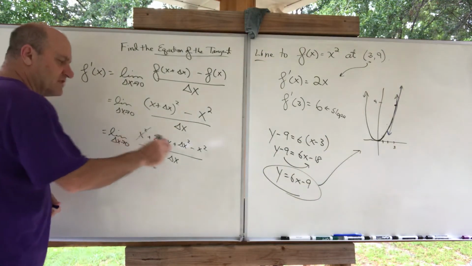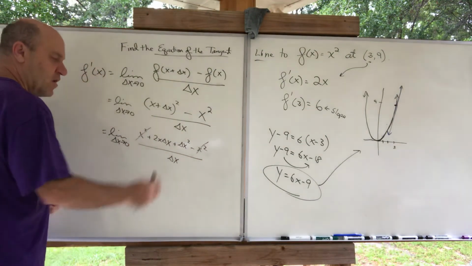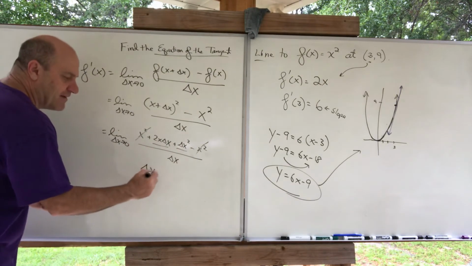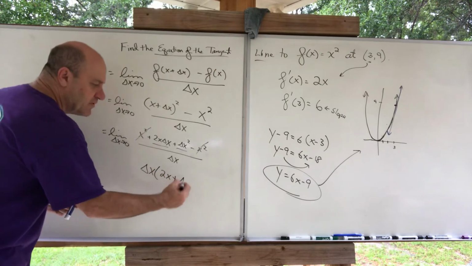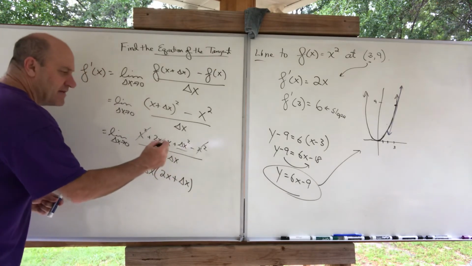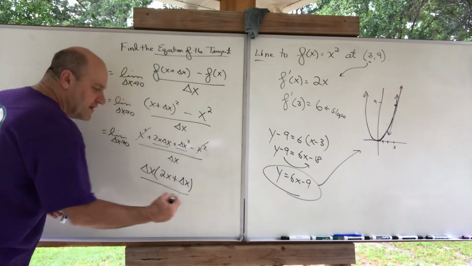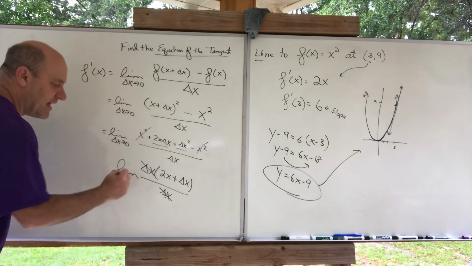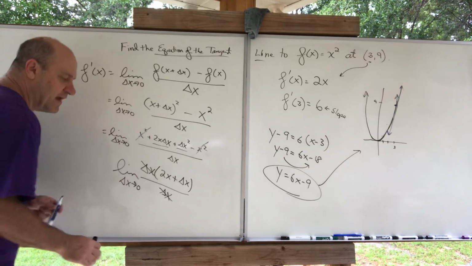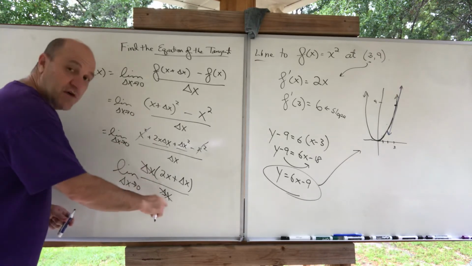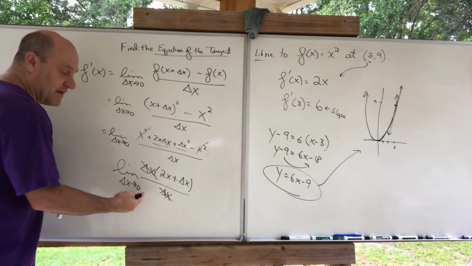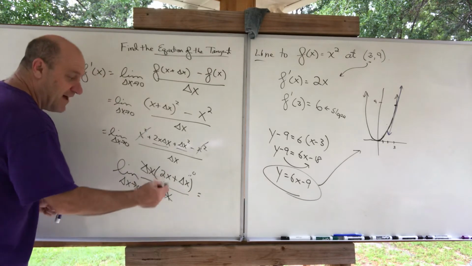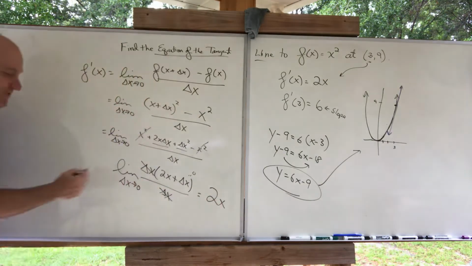This x squared cancels with this x squared. What's left here is this guy and this guy, they both have a delta x. If you factor out a delta x, you're left with 2x plus delta x, all over this delta x. Cancel that delta x. And now do the limit as delta x goes to 0. I don't do the limit while these are here. I cancel those, they're gone. Then I do the limit as delta x goes to 0. This little dude goes to 0, and what's the answer? 2x. That's the derivative.